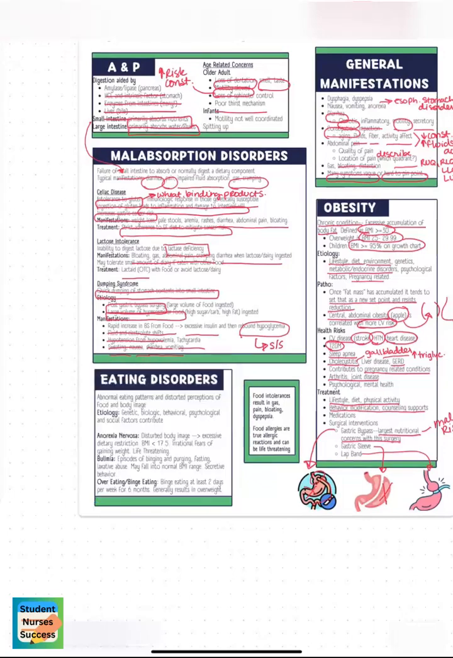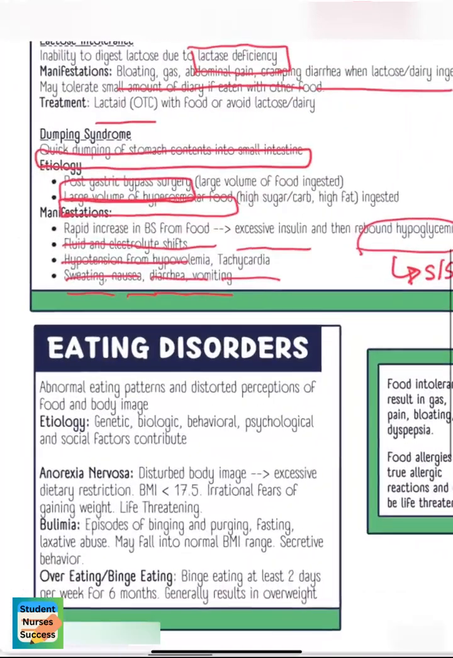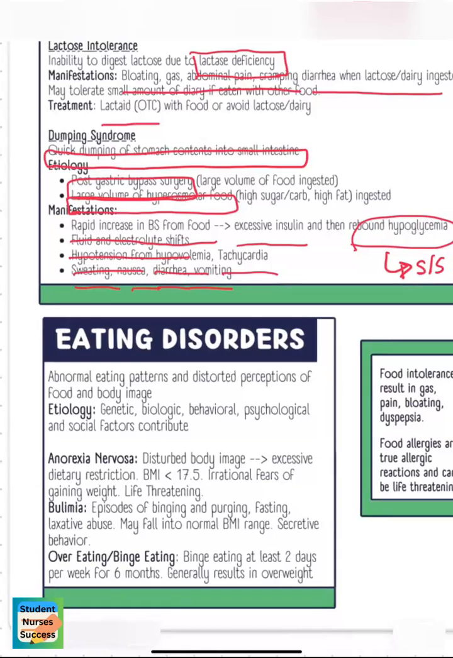The last is eating disorders. We're not going to talk a ton about these. Often these are covered in your psychiatric mental health course, but eating disorders are abnormal eating patterns and also distorted perceptions of food and body image. The etiology includes genetics, biologic, behavioral, psychological, and social factors all contribute.